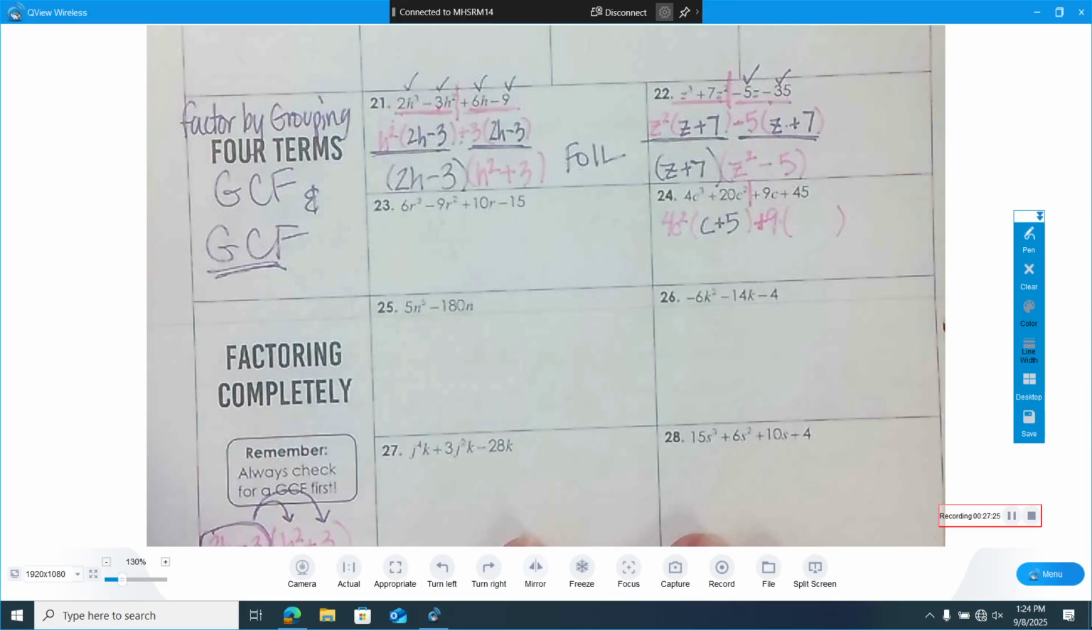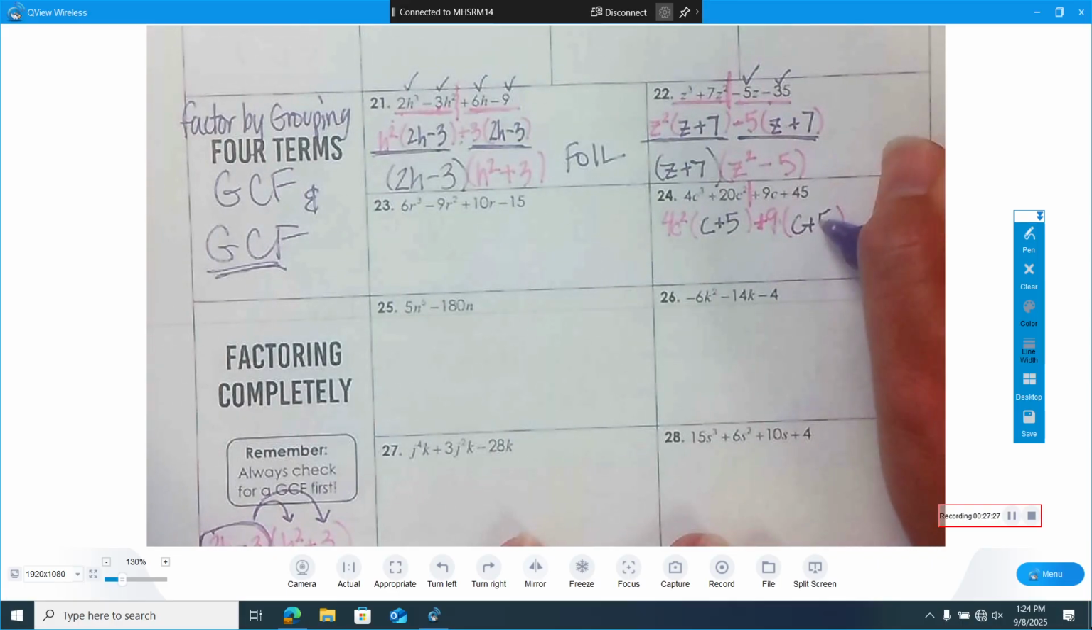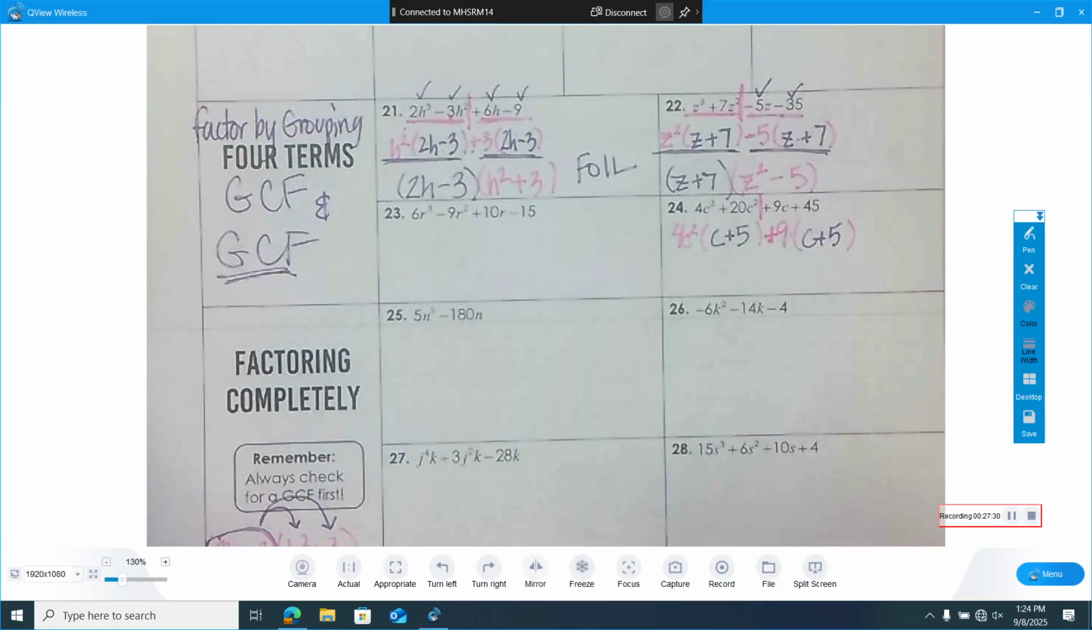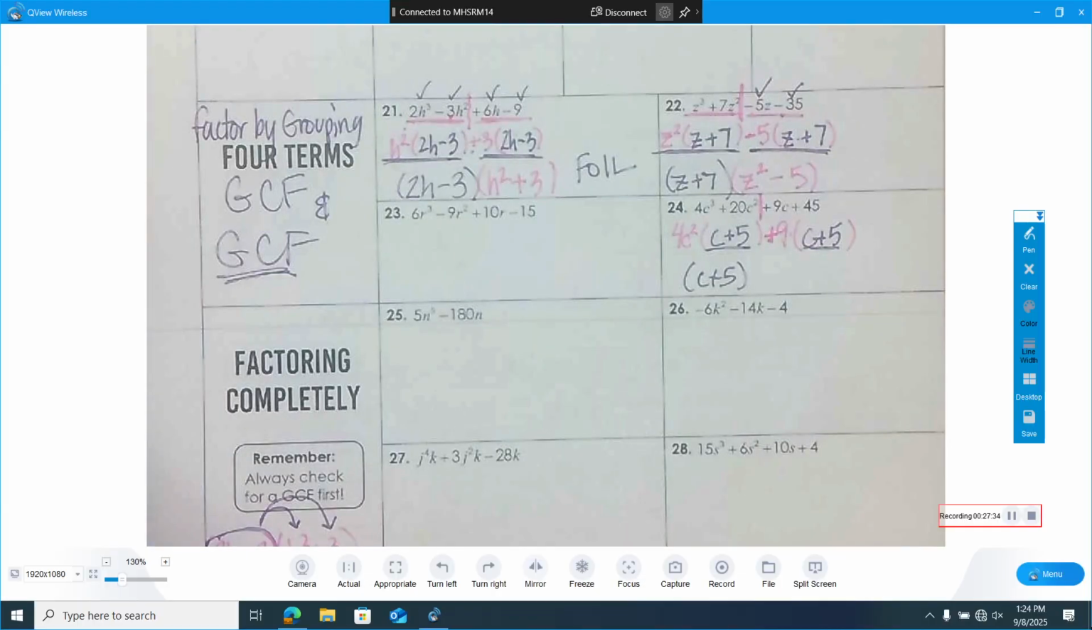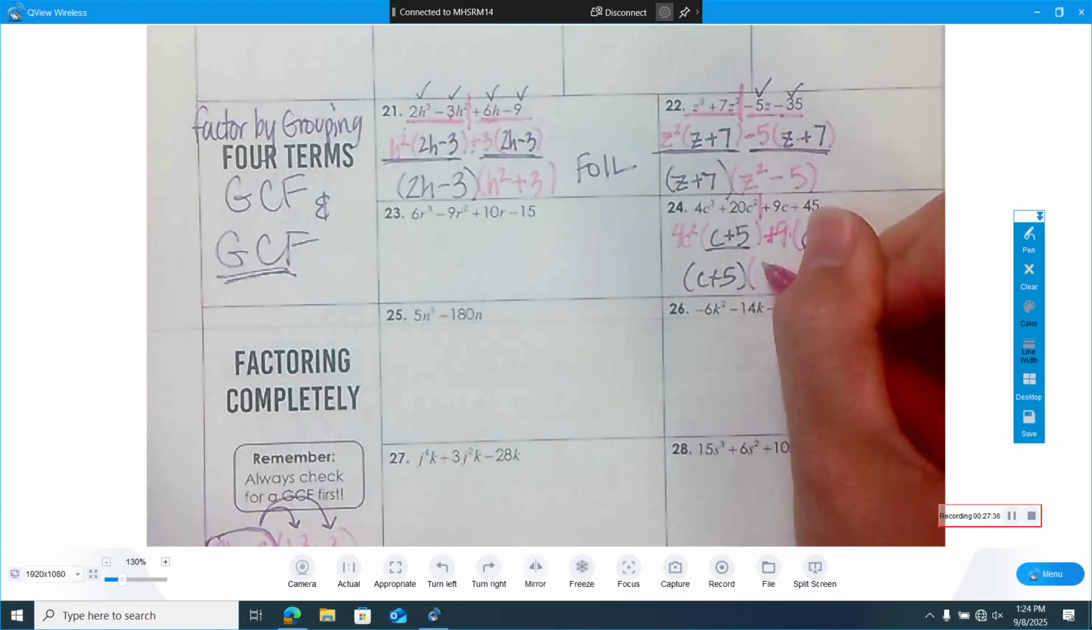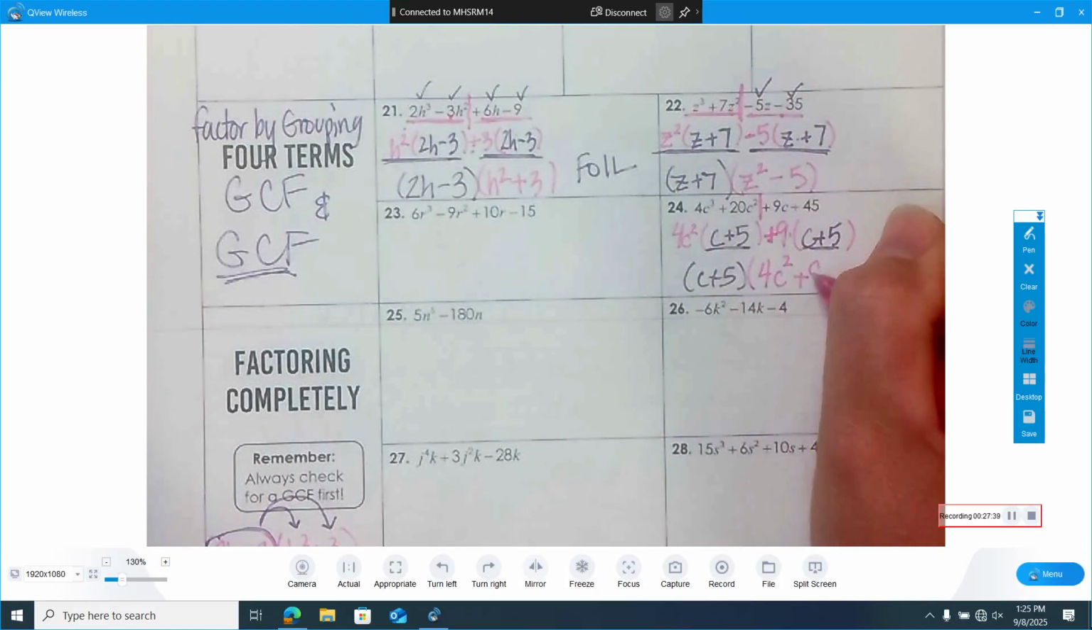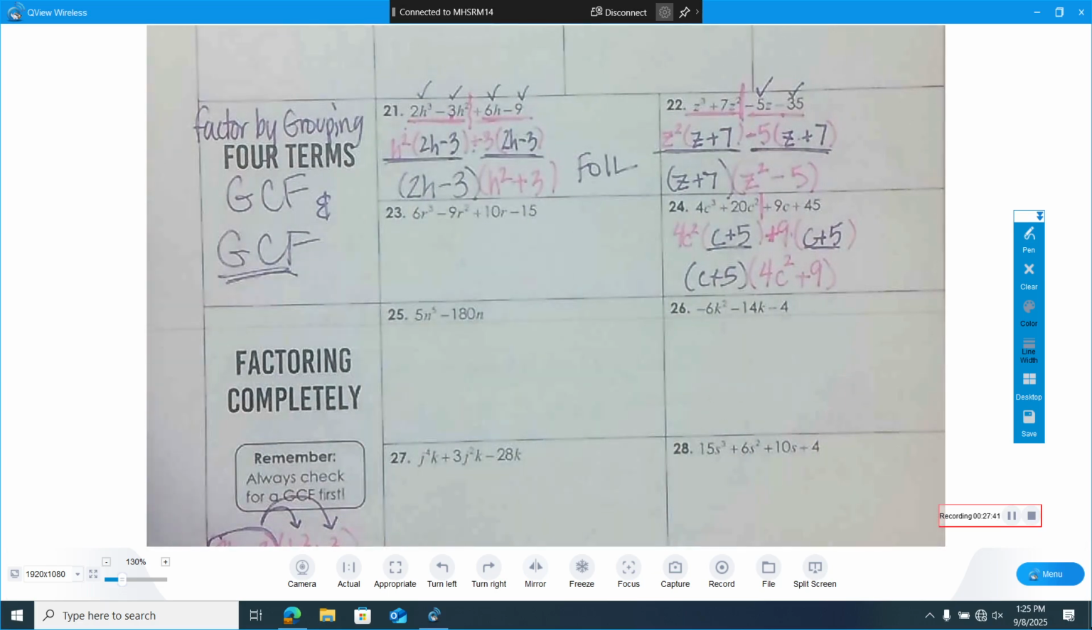If we take out the 9, what's left? C plus 5. Do we have another match? We do. So we're going to undistribute the C plus 5, and what's left behind? 4C squared plus 9.